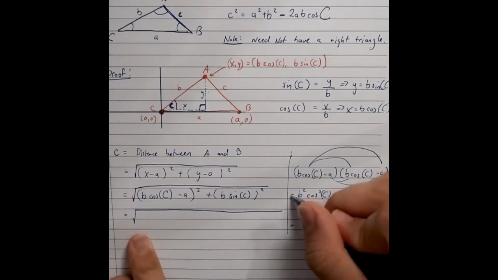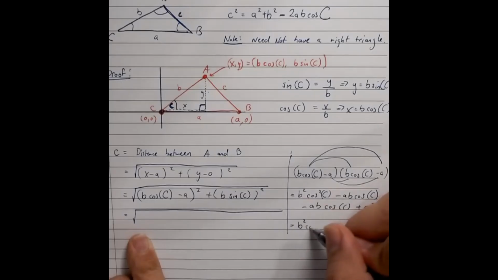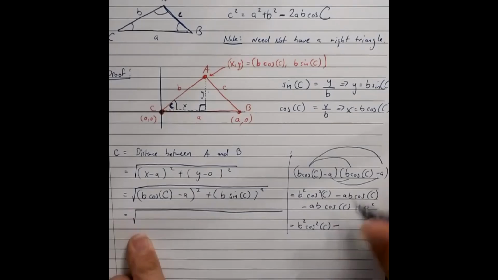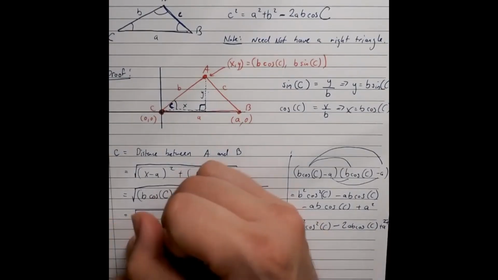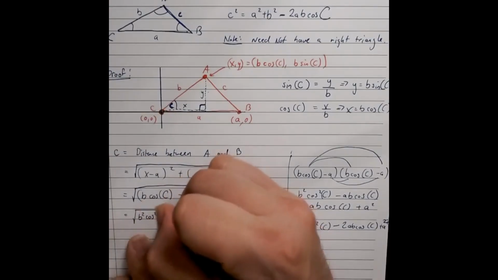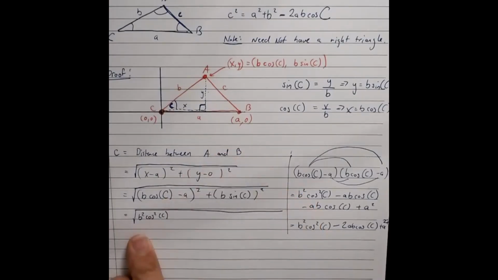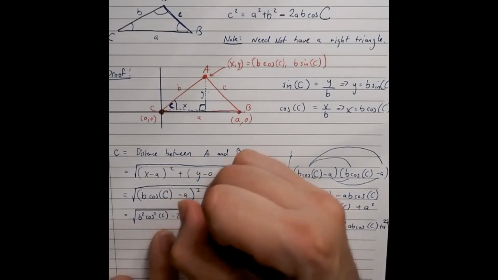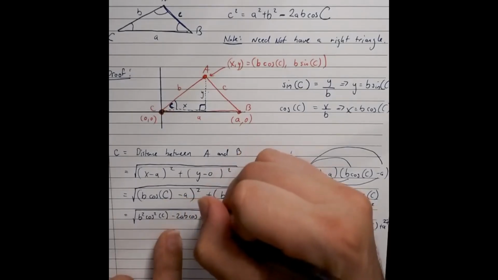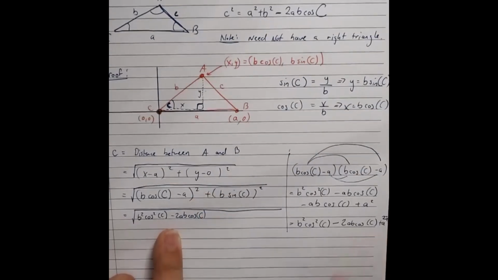So this will give me B squared cosine squared of C minus, well, these are both the same, so let me just double them up. Minus one minus another one is minus double that. So minus 2AB cosine of C plus A squared. Like that. So here, that's going to be what I get when I expand this one out. So let me write that. B squared cosine squared of C minus 2AB cosine of C, that's that one, plus A squared.